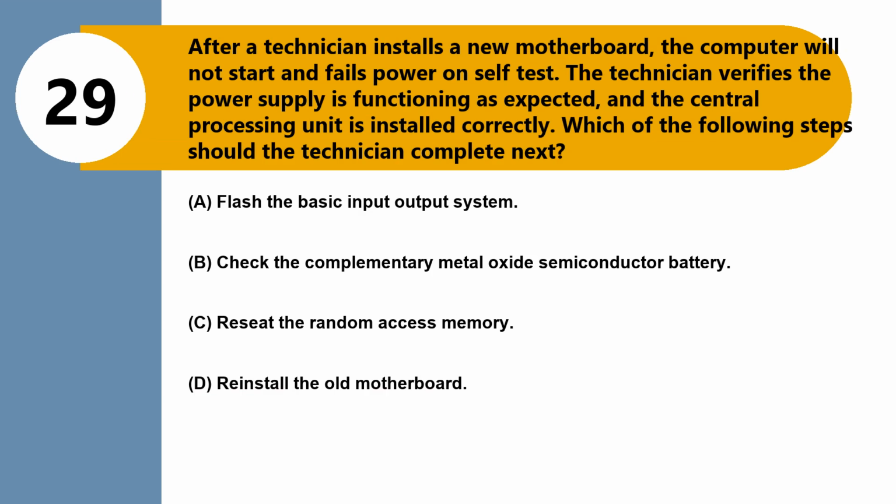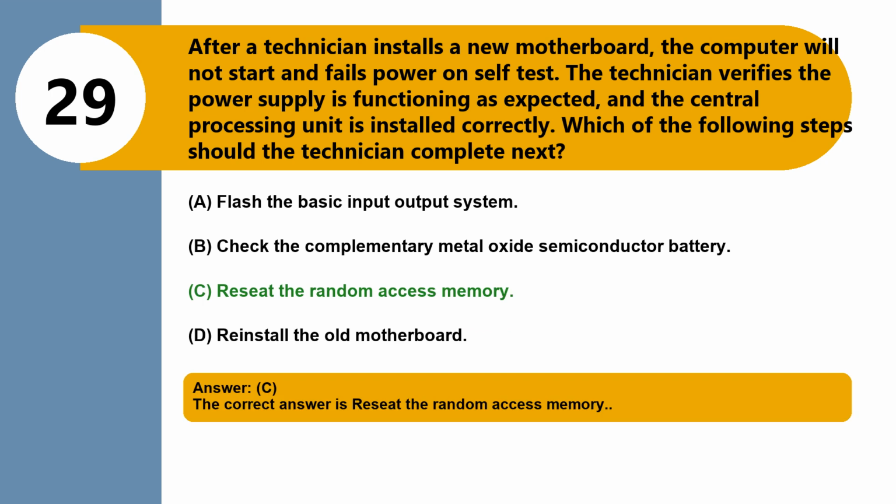Question 29. After a technician installs a new motherboard, the computer will not start and fails power on self-test. The technician verifies the power supply is functioning as expected, and the central processing unit is installed correctly. Which of the following steps should the technician complete next? Option A, flash the basic input-output system. Option B, check the complementary metal oxide semiconductor battery. Option C, reseat the random access memory. Option D, reinstall the old motherboard. The correct answer is option C, reseat the random access memory.